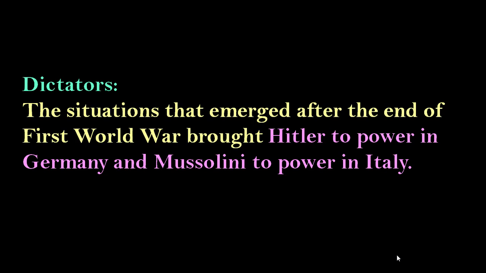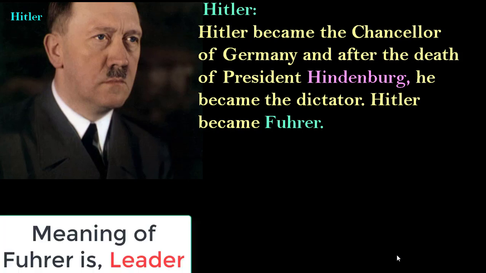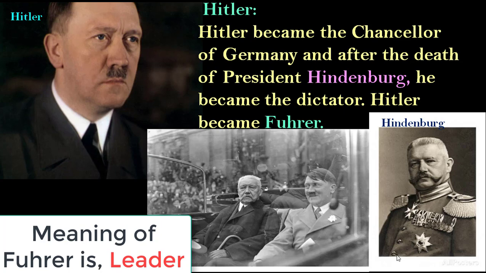Dictators. The situations that emerged after the end of the First World War brought Hitler to power in Germany and Mussolini to power in Italy. Among them, Hitler became the Chancellor of Germany, and after the death of President Hindenburg, he became the dictator. Hitler became the Führer. So here is the image of Hindenburg.